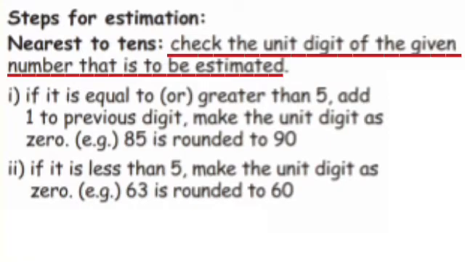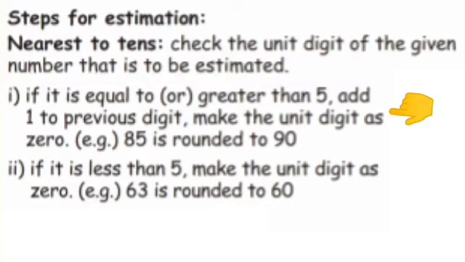Check the unit digit of the given number that is to be estimated. If it is equal to or greater than 5, add 1 to the previous digit and make the unit digit as 0. Example, 85 is rounded to 90.